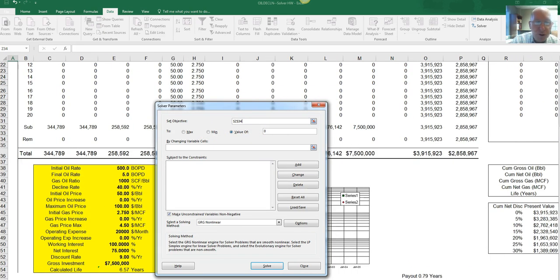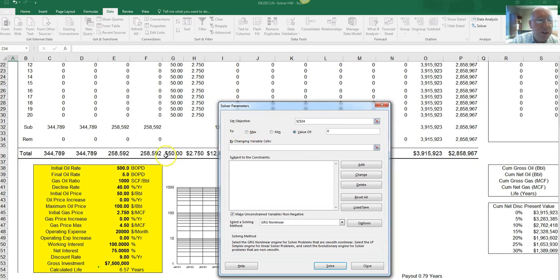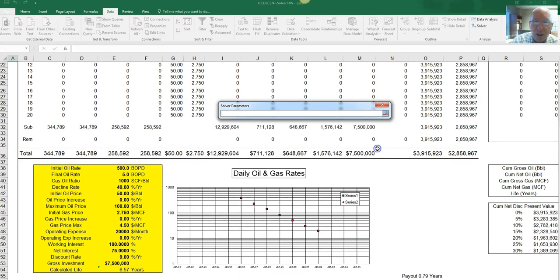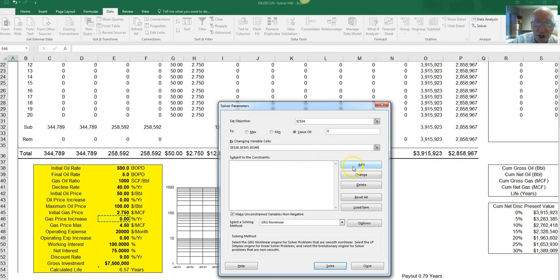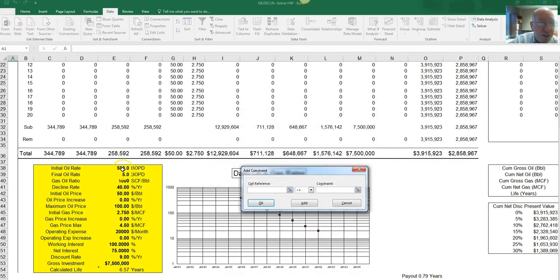And we have three variables that we're going to model in this solver solution. So I click this. We're going to affect the initial oil rate. I insert a comma, the oil price increase, insert another comma, and the gas price increase, a final comma. But we've got some constraints. Our first constraint is that the initial oil rate has to be greater than or equal to 400. In other words, the worst this well will come in is at 400 barrels a day.